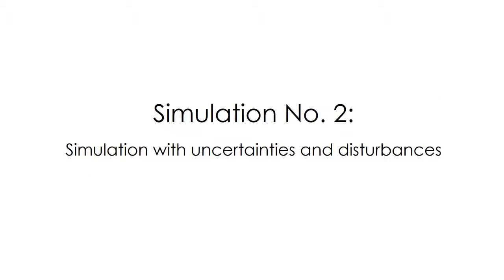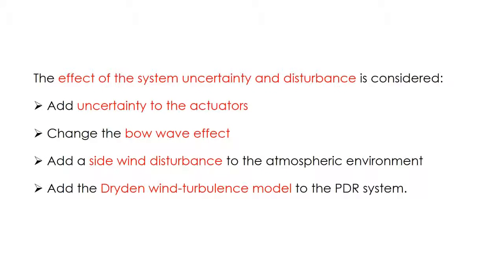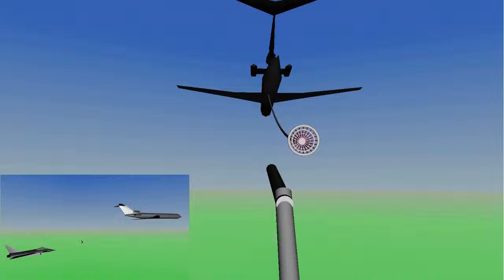Simulation 2. Simulation with uncertainties and disturbances. The effect of the system uncertainty and disturbance is considered. First, add uncertainty to the actuators. Secondly, change the bow wave effect. Thirdly, add a side wind disturbance to the atmospheric environment. Besides, add the Dryden wind turbulence model to the PDR system. 3 docking attempts are also carried out in this simulation.